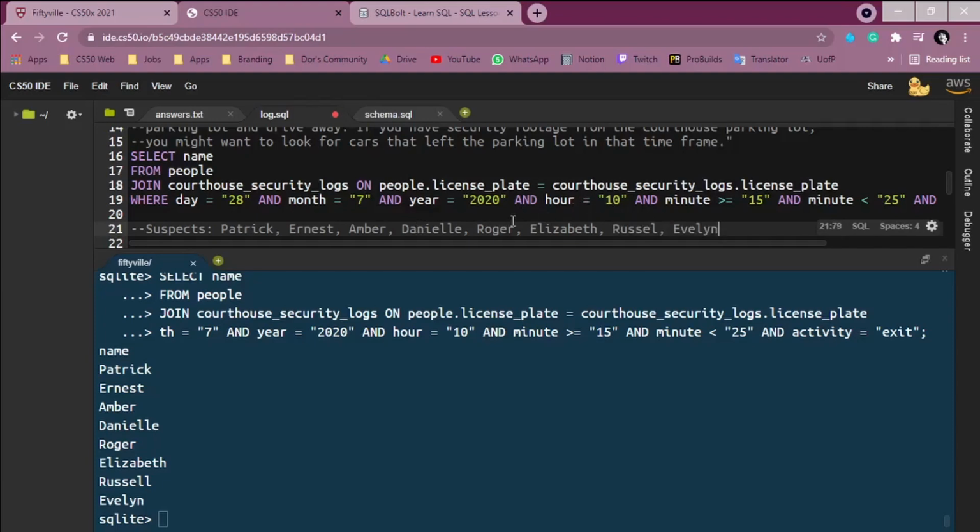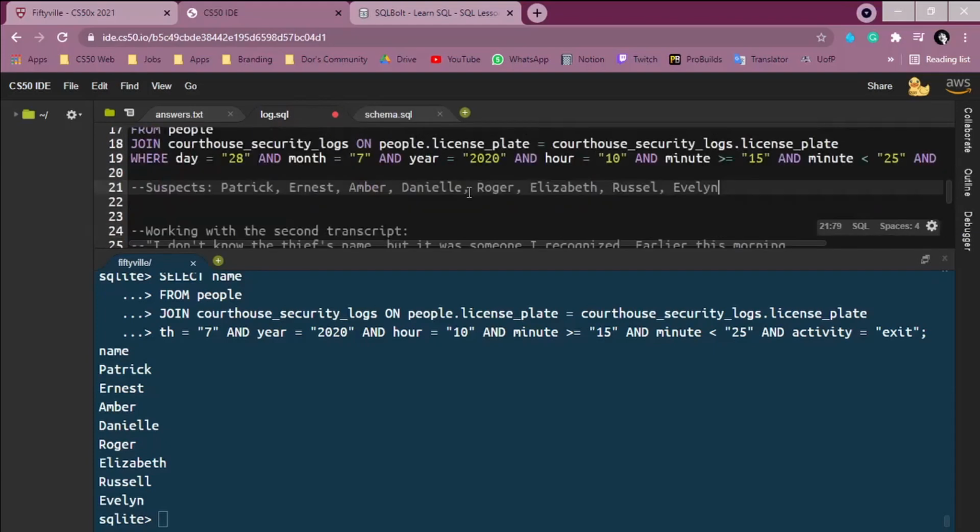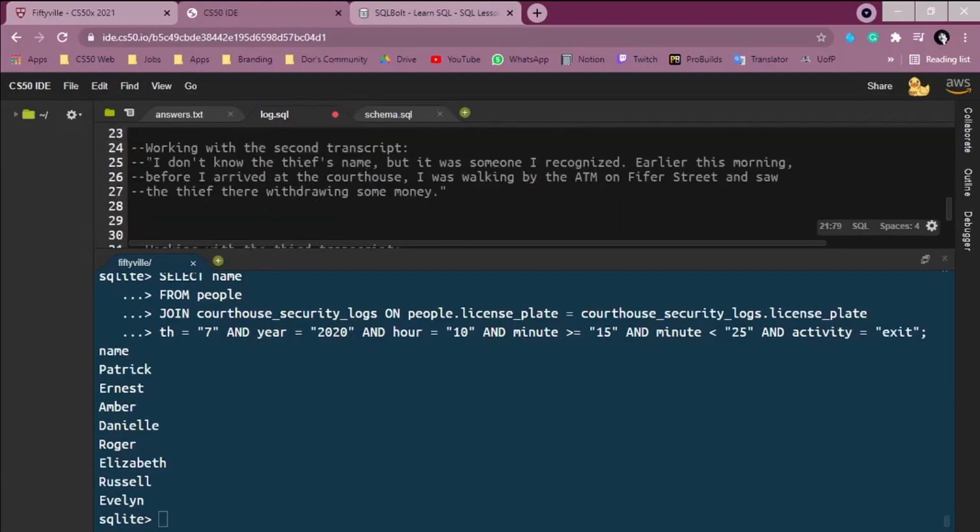So these are our first suspects in here. Now we're going to work with the second transcript. So basically in the second transcript we have what? I don't know the 5th's name, but it was someone I recognized. Earlier this morning, before I arrived at the courthouse, I was walking by the ATM on Fiftyville Street and saw the 5th were there withdrawing some money.